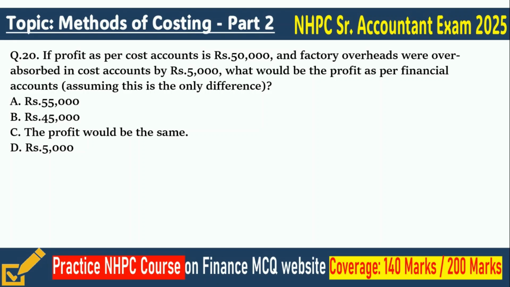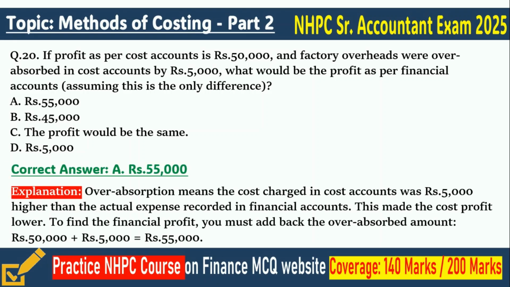Correct answer is option A, 55,000. So friends, over absorption means the cost charged in cost accounts was rupees 5,000 higher than the actual expenses recorded in the financial accounts. So friends, this has made the cost profit lower. To find the financial profit, we must add back the over-absorbed amount, that is 50,000 plus 5,000. Correct answer is option A, 55,000 rupees.